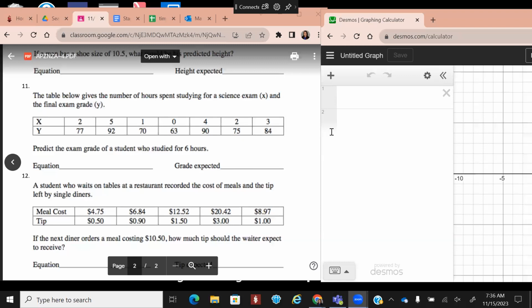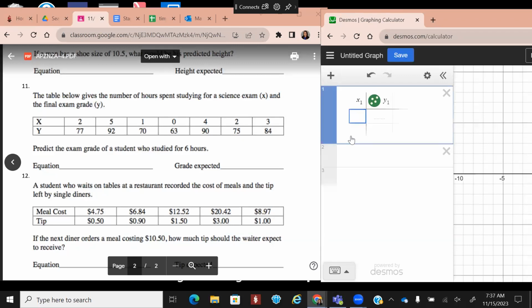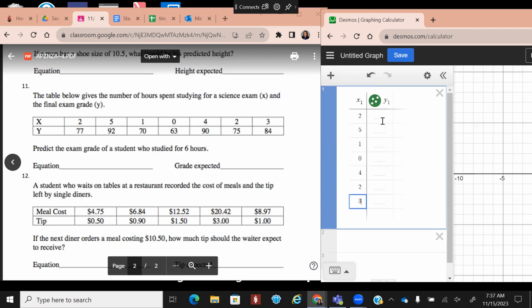Okay, we have number 11. What we're going to do is hit this plus sign, hit table, and type these numbers in. So go ahead and take a moment, fill in this table, and make it look like mine. Yes, that's my graphing calculator. All right, take a moment.